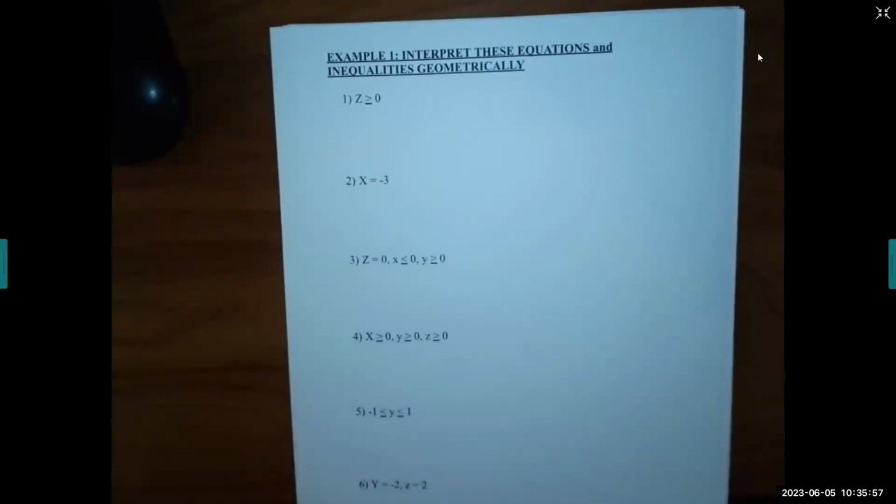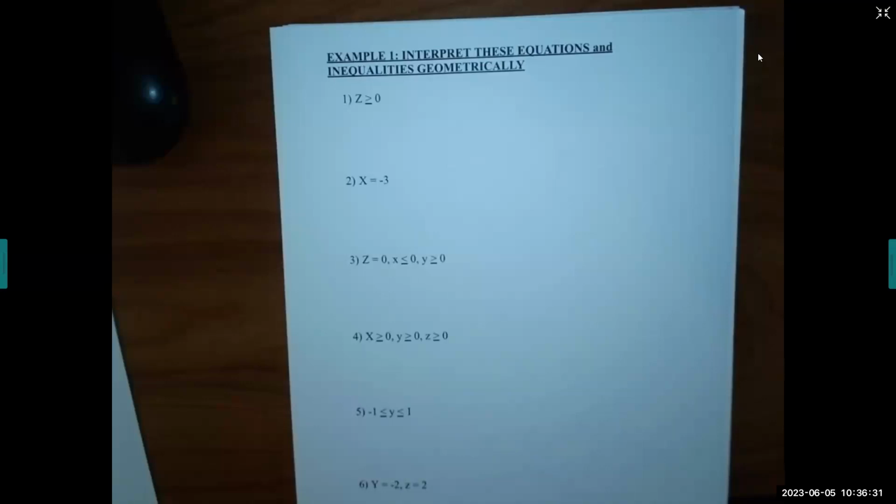All right, let's look at these. Interpret these equations and inequalities geometrically. When Z is greater than or equal to 0, what does that look like? Yeah, everything above the XY plane, up. So it's that square going up. How about X equals -3? It's just a sheet crossing the x-axis at -3. It goes on infinitely everywhere else.